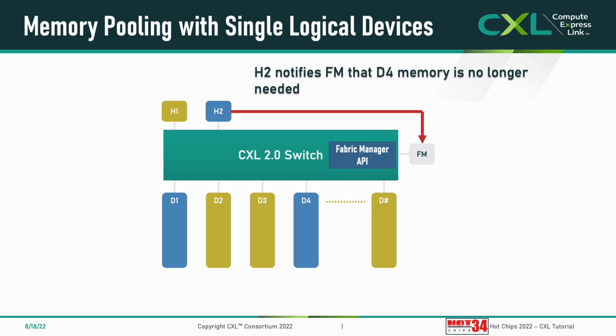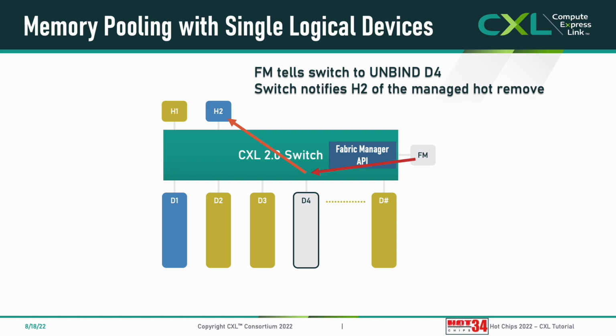In this example, we've got a host that's decided that it no longer needs some memory, and it's going to notify the Fabric Manager that the memory is no longer needed. This communication between the host and the Fabric Manager is not part of the CXL standard. There are many other standards that already provide these features, and there's always a connection between the host and the Fabric Manager that's external, so we didn't include that as part of the specification. In this case, we've got the host notifying that it no longer needs device number 4's memory and that it wants it to be freed.